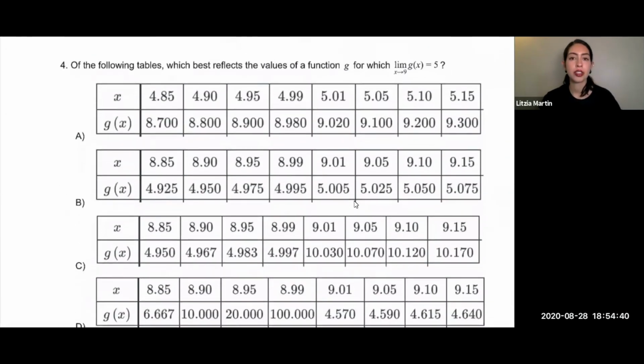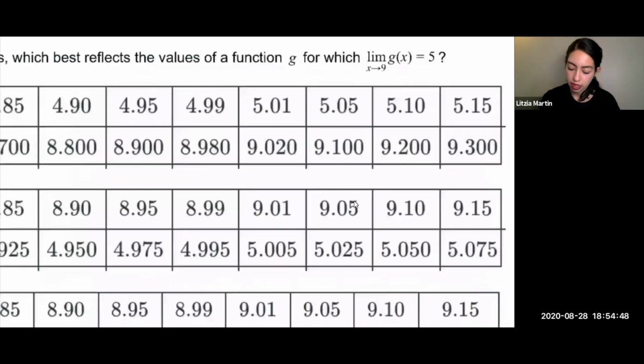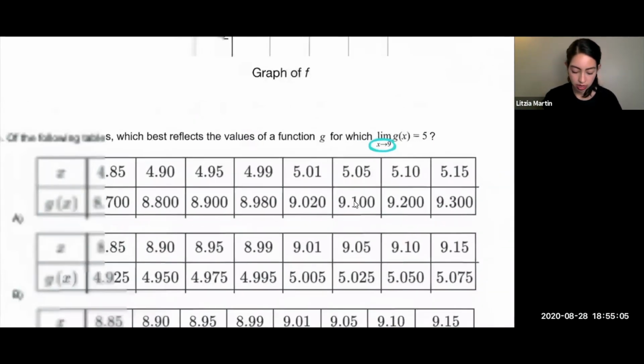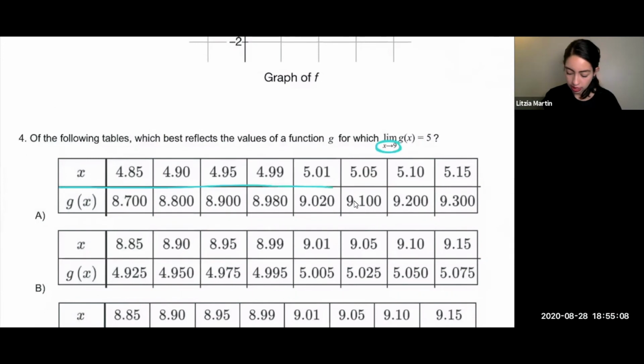Next, we're going to challenge our skills looking and analyzing tables. So we want to know, of the following tables, which one reflects the statement, the limit as x approaches 9 of g of x is equal to 5. So what we want is for the x values up top to be approaching 9. So if I look at this first part A, take a look at the x values. They're all approaching what looks like 5. So that's not going to help us.